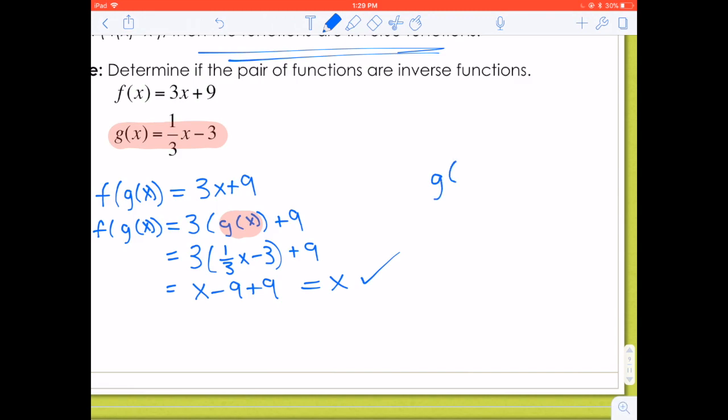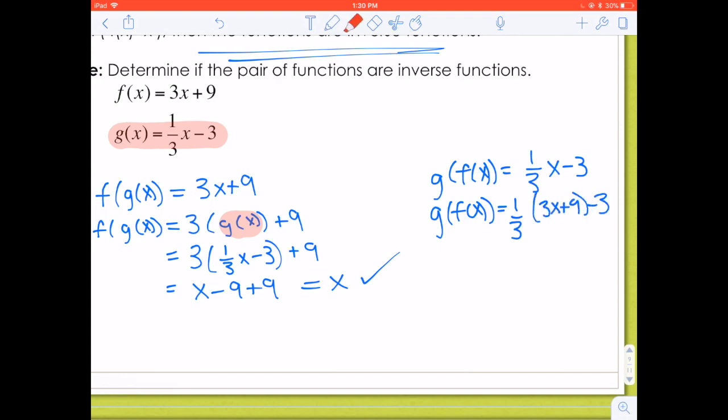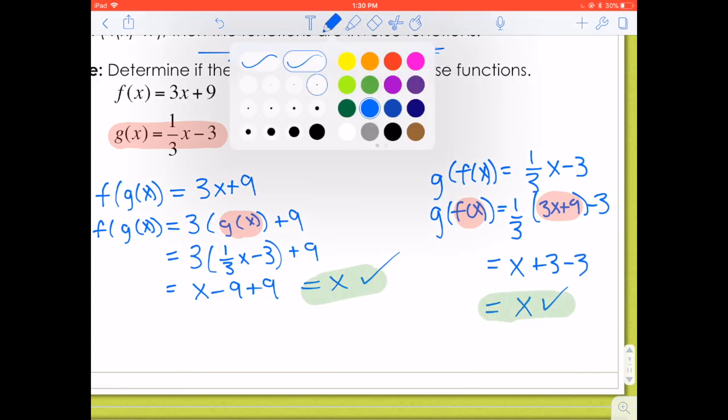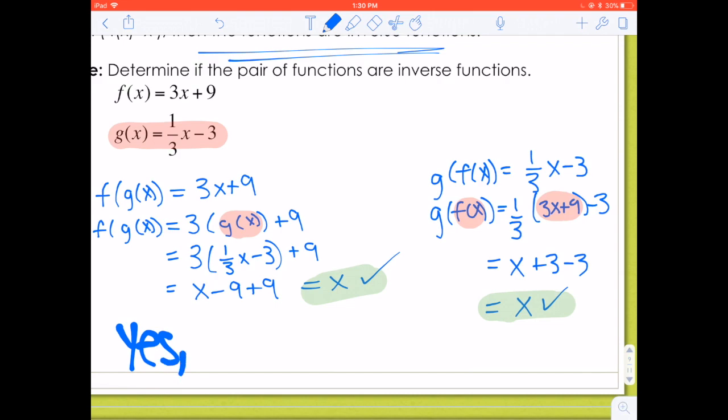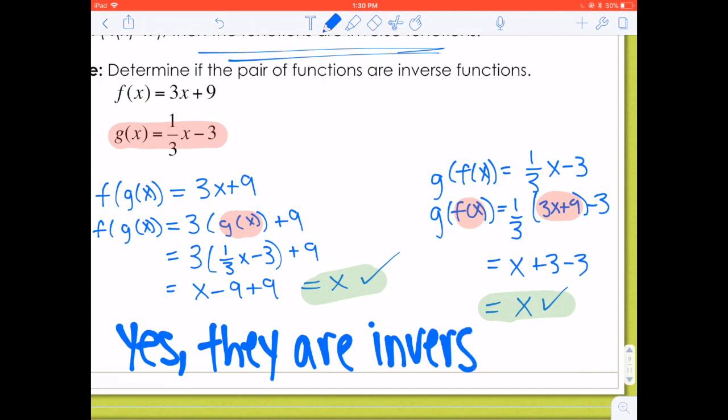So we'll find g of f of x. g of x equals 1/3 x minus 3. Then g of f of x equals 1/3 times 3x plus 9 minus 3, because I subbed f of x in, and f of x was 3x plus 9. That gave me x plus 3 minus 3, which equaled x. So, because they both equal x, yes, they are inverses. And it's as simple as that.